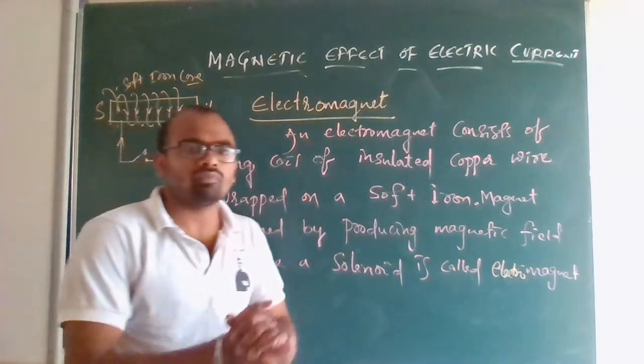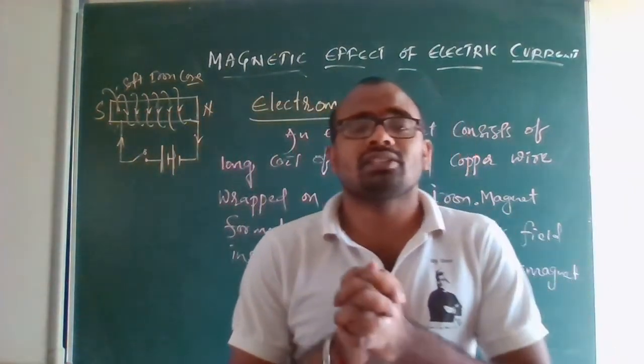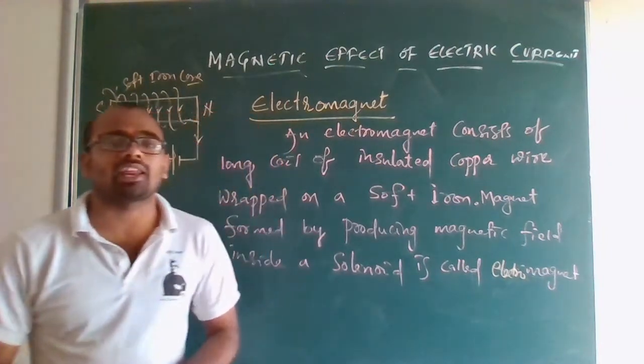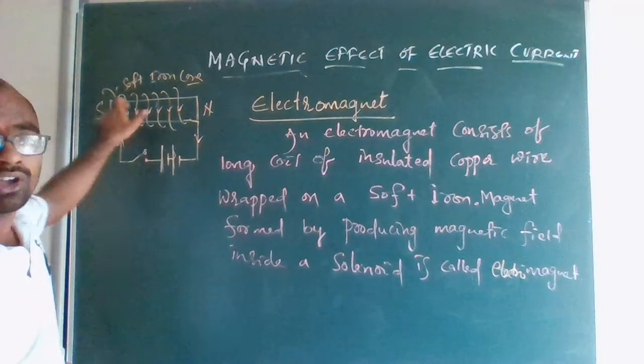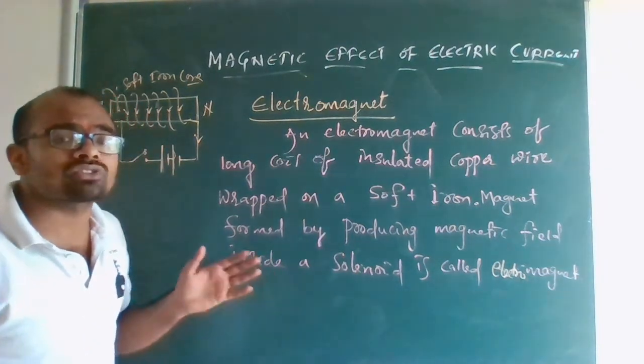See here, what is an electromagnet? An electromagnet consists of a long coil of insulated copper wire. This is a long coil of insulated copper wire wrapped on a soft iron.